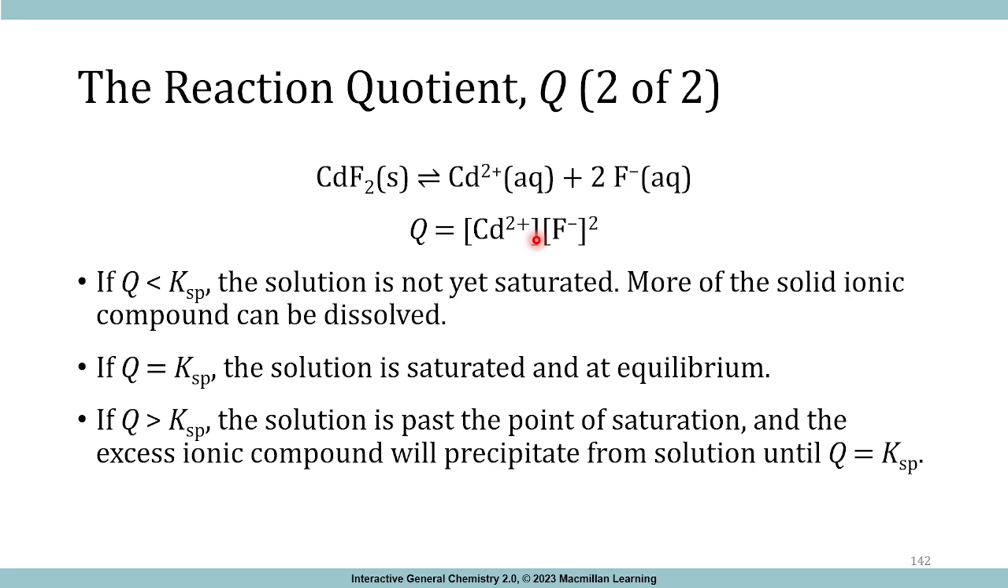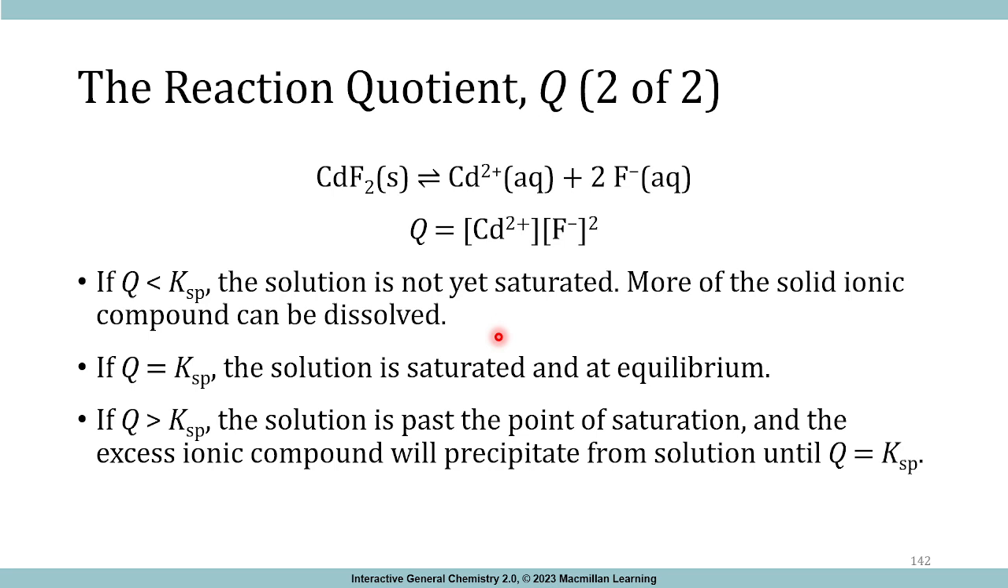So if Q is less than KSP, the solution is not yet saturated. You can add more solid to it and it will still dissolve. Okay? If Q is equal to K, the solution is saturated. It's at equilibrium. If you try to add any more solid, it's going to precipitate. Okay? If Q is greater than KSP, the solution is actually past the point of saturation. Remember supersaturated solutions, where we talked about those? They'll eventually fall out of solution. That would be a supersaturated solution, okay? So this is going to have excess ionic compound. This will precipitate from the solution until Q equals KSP.